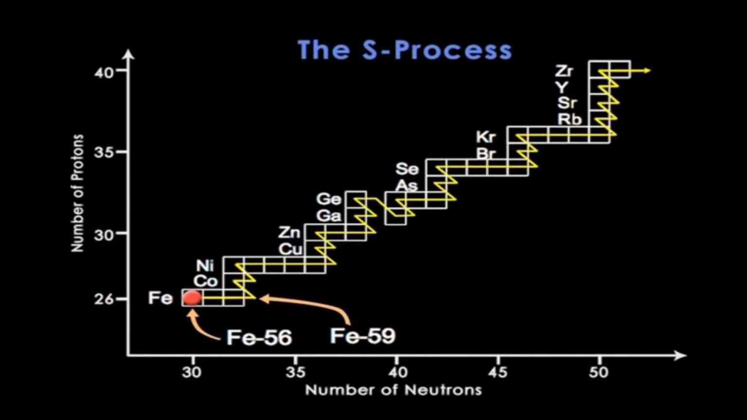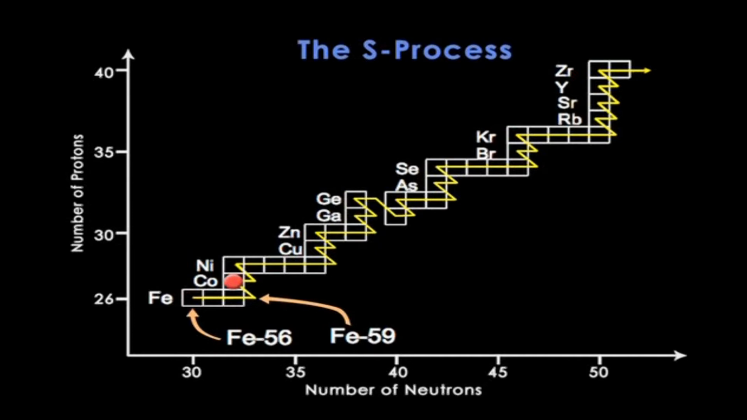So let's add a neutron to our iron 56 seed nucleus. We make iron 57. Add another, we make iron 58, and add one more to make iron 59. Now, iron 59 is unstable, and one of its neutrons changes into a proton by spitting out an electron. Bingo! We move up and to the left to make cobalt 59, a new element.